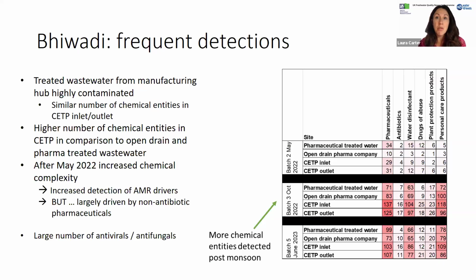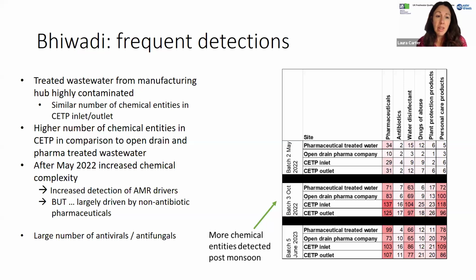And again, a similar story in the sense that we were seeing more non-antibiotic pharmaceuticals in the manufacturing waste and in the CETP inlet and outlet. But we did see antibiotics. There were a large number of sulfonamides and fluoroquinolones, as I said, and beta-lactams. And typically there were more of these in the CETP than in the pharmaceutical treated wastewater and in the open drain.